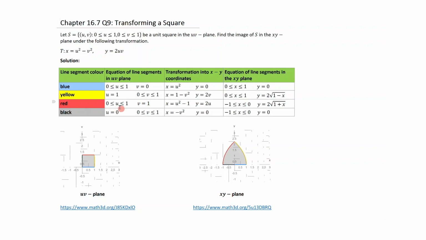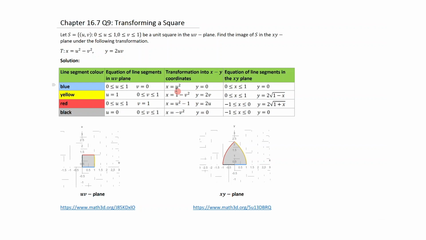In this case, for 0 less than or equal to U less than or equal to 1 and V equals 1, make the substitutions into the transformation equation, and you end up with X equals U squared minus 1 and Y equals 2U. And finally, for the last one, we have U equals 0 and V ranging from 0 to 1. In that case, this becomes 0, this becomes 0, and you're just left with X equals minus V squared, Y equals 0. All right, so now we can look at the segments in the XY plane.